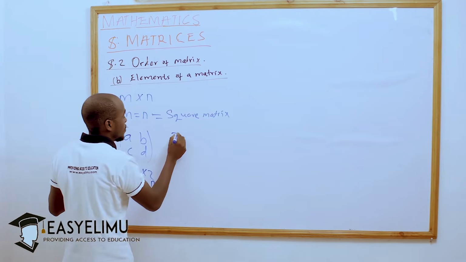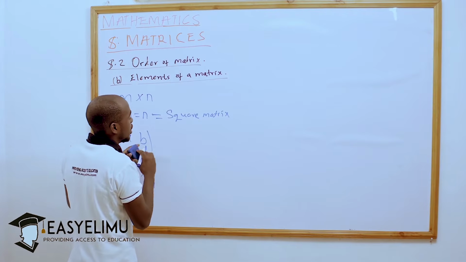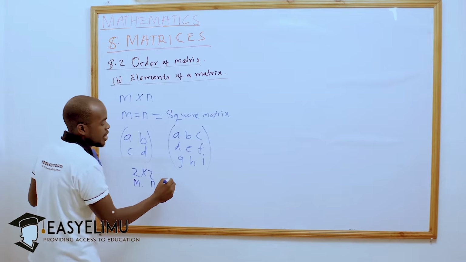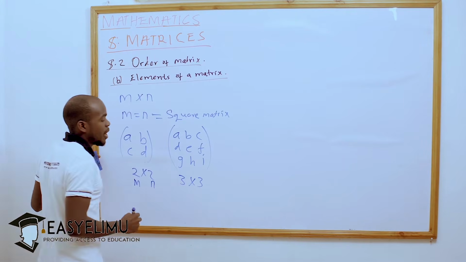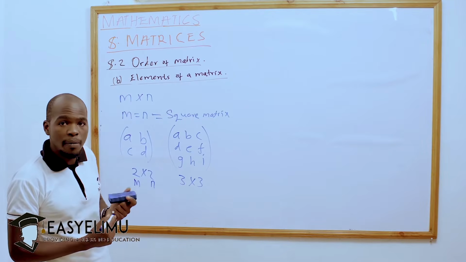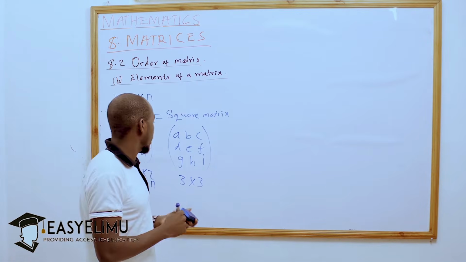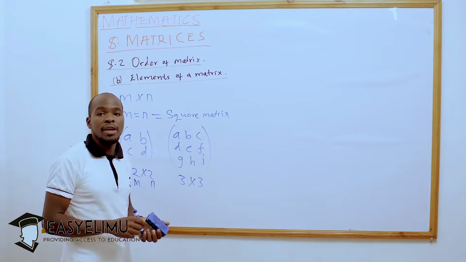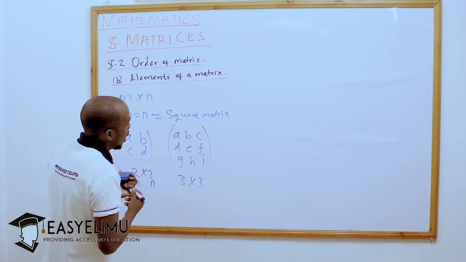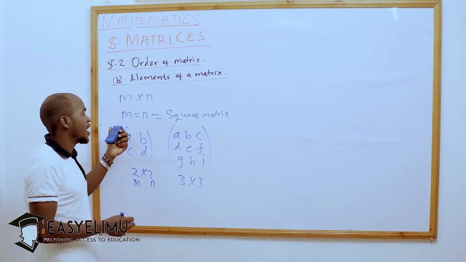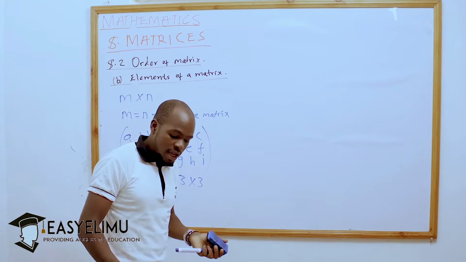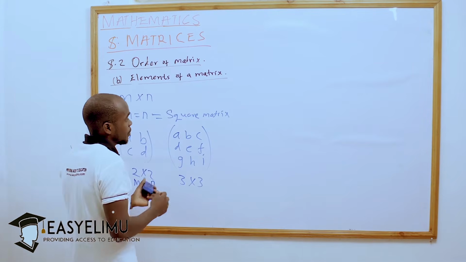It may be even a 3 by 3 matrix, in that you may have A, B, C, D. Here we have a 3 by 3 matrix, in that the number of rows is equal to 3 and the number of columns is also equal to 3, giving us a 3 by 3 matrix. That is the order of that matrix. From that one, we can say M is equal to N, and that is a square matrix.